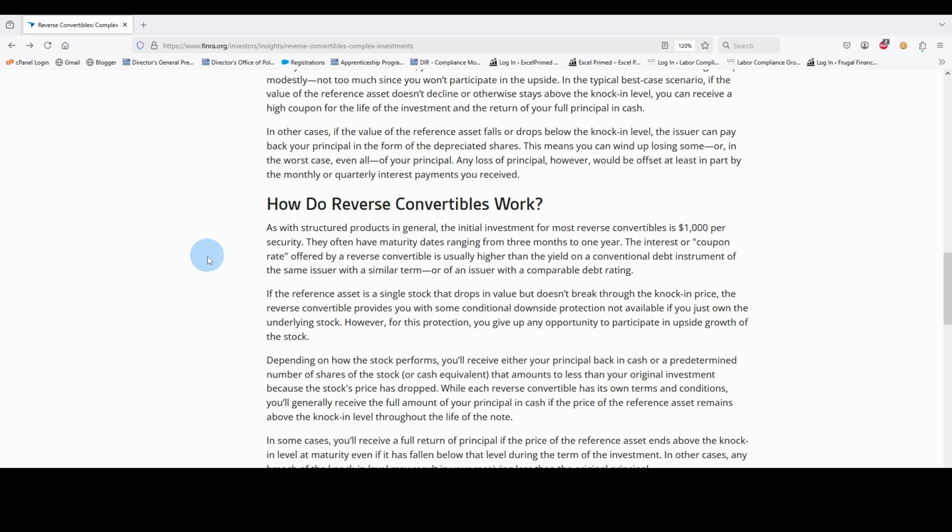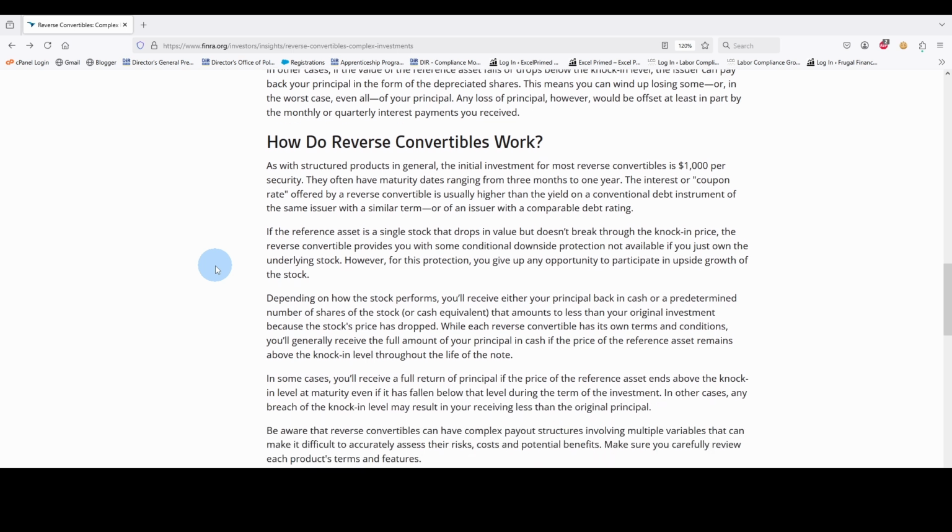The interest or coupon rate offered by a reverse convertible is usually higher than the yield on a conventional debt instrument of the same issuer with a similar term, or of an issuer with a comparable debt rating. If the reference asset is a single stock that drops in value but doesn't break through the knock-in price, the reverse convertible provides you with some conditional downside protection not available if you just own the underlying stock. However, for this protection, you give up any opportunity to participate in upside growth of the stock.